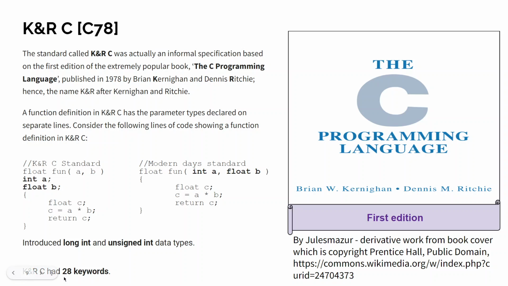K&R C had 28 keywords. This is one of the major points where many students become confused, because if they are asked about the keywords in the C programming language, they will reply that there are 32 keywords. But what they are actually speaking about is the ANSI C standard. The ANSI C standard has 32 keywords, but the K&R C standard had 28 keywords.